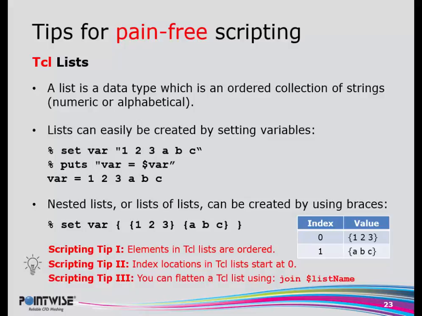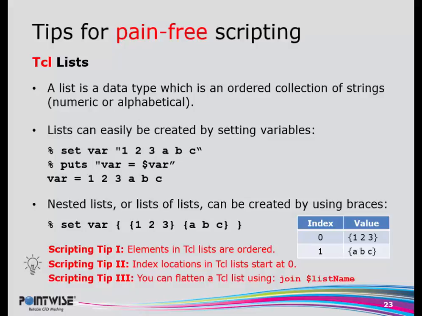We can use the puts command to print that, and we can see that it returns that list. We can also create nested lists, which is a great way to create some more complex data structures. You can see we're setting the variable var to a list, and that list contains 2 lists. It contains a list of 1, 2, 3, and then another list ABC.